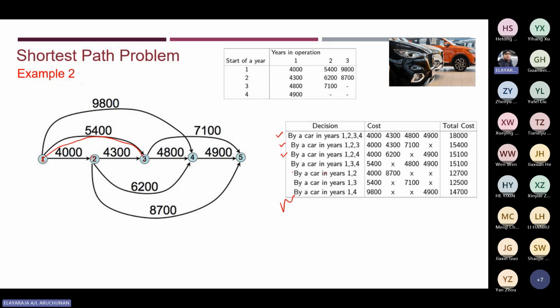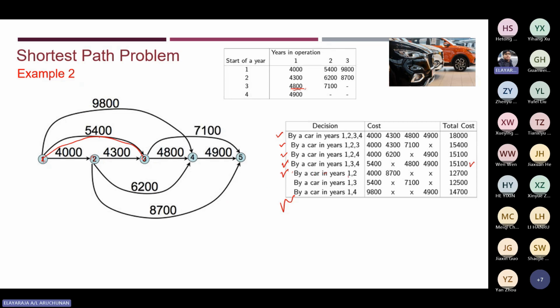Then in year 3 you buy another car, which is 4,800 here, and then in year 4 you buy one more car, which is 4,900. So the total is 15,100.